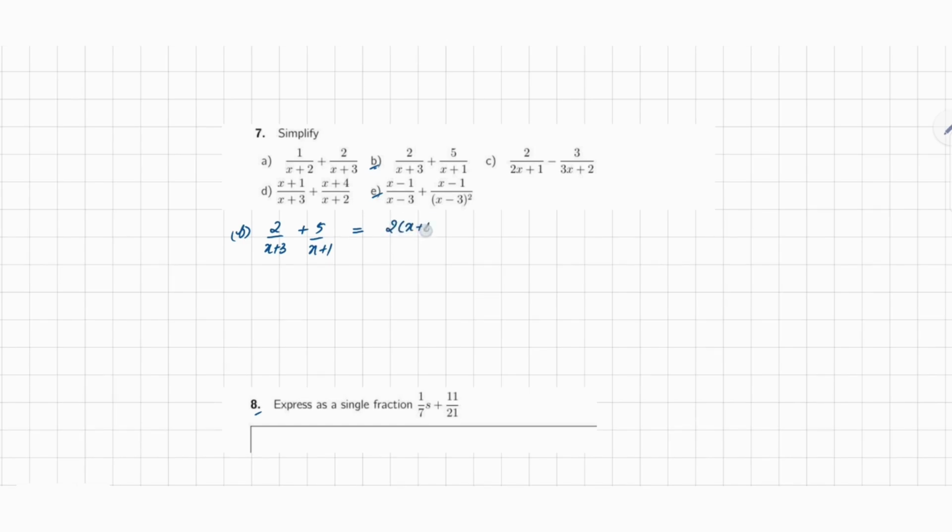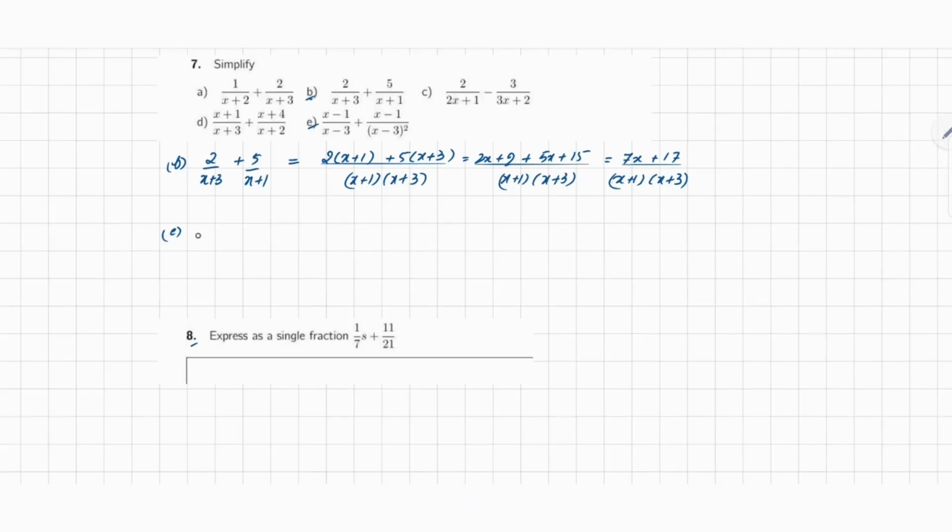So we have 2 times x plus 1 plus 5 times x plus 3 over x plus 1 times x plus 3. That gives us 2x plus 2 plus 5x plus 15. So that's x plus 1 times x plus 3. We can combine the like terms. So that's 2x plus 5x gives us 7x. And 15 plus 2 gives us 17 over x plus 1 times x plus 3.